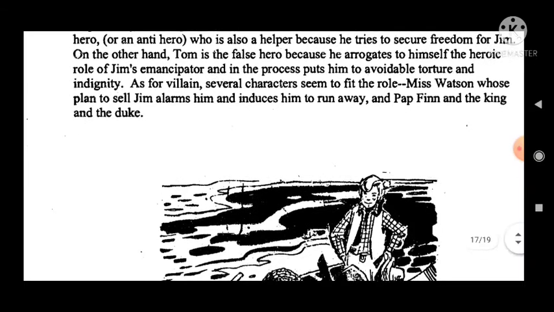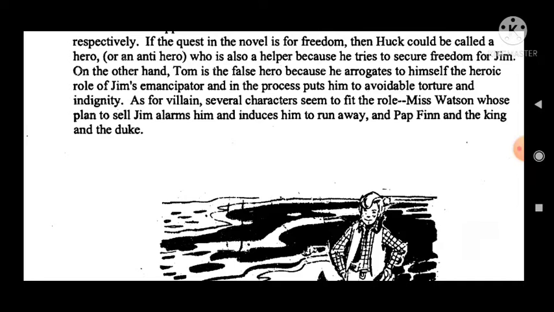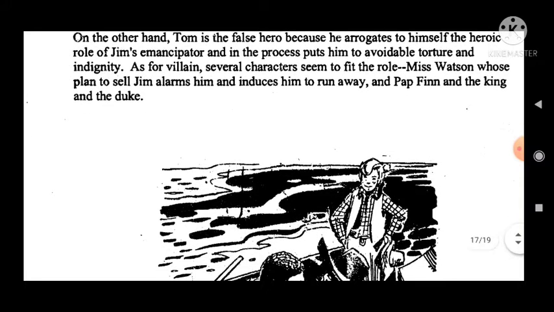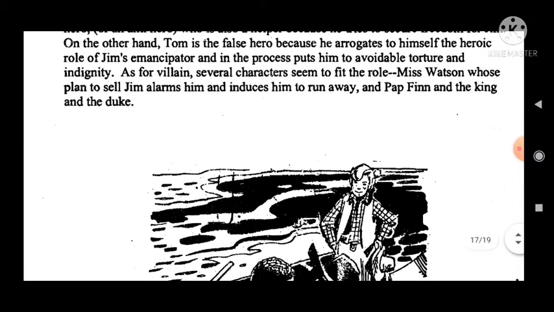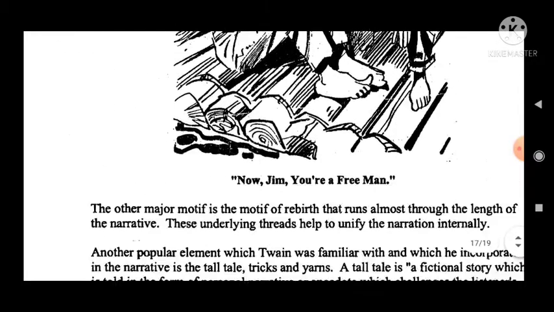On the other hand, Tom is the false hero because he arrogates to himself the heroic role of Jim's emancipator and in the process puts him to avoidable torture and indignity. As for villain, several characters seem to fit the role: Miss Watson, whose plan to sell Jim alarms him and induces him to run away, and Puffin and the king and the duke.